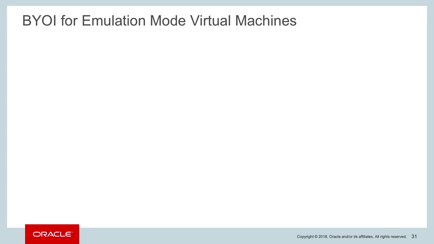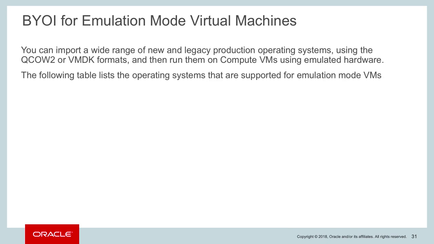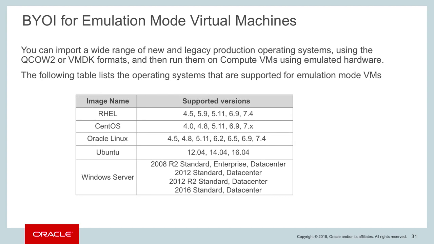You can import a wide range of new and legacy operating systems as long as you have them in QCOW2 format or VMDK format. Then you can bring those images over and run them in what we call emulated mode in OCI. Here's a table that gives you an idea of the images that you can bring over and the supported versions. You can see old versions like Oracle Linux 4.5, Ubuntu 12.04, and some of the Windows operating systems as well.